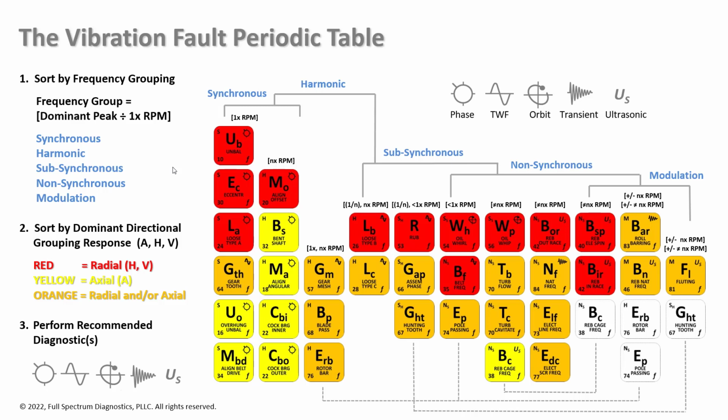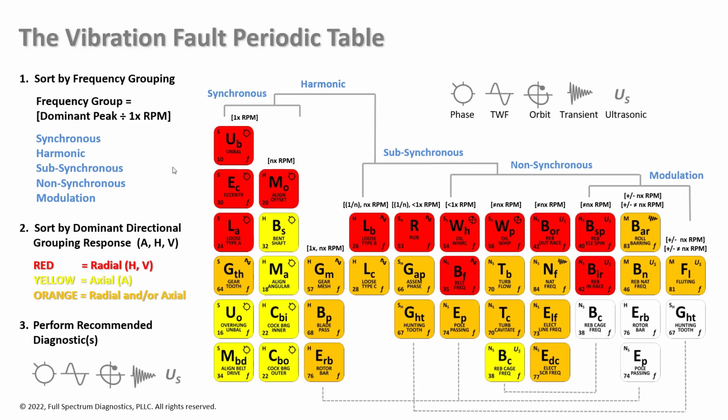Our first step is to logically sort these faults for frequency content. This means we define how the fault relates to shaft rotating speed. If the dominant response is at turning speed of the shaft, our fault is synchronous. If the dominant response is an exact multiple of shaft speed, our fault is harmonic.